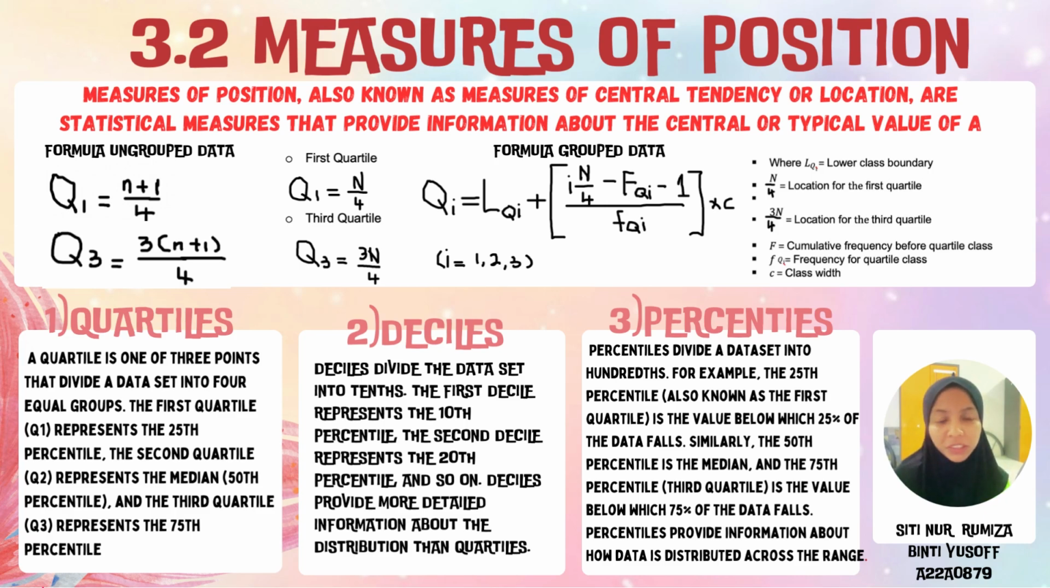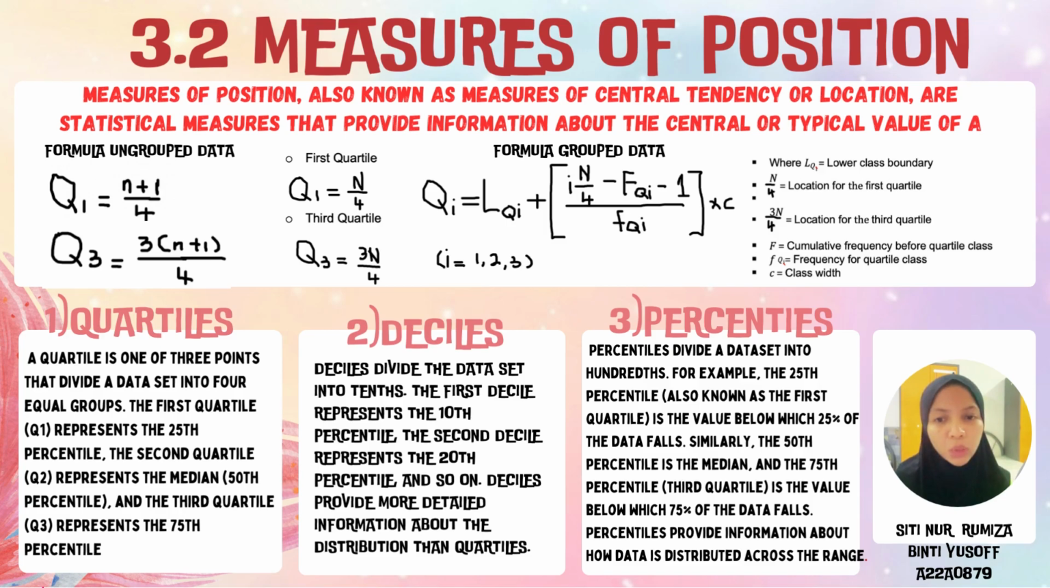Today I want to present about measure of position. Measure of position, also known as a measure of central tendency or location, is a statistical measure that provides information about the central or typical value of a data set. There are three types of measure of position. First, quartiles. Second, deciles. Third, percentiles.